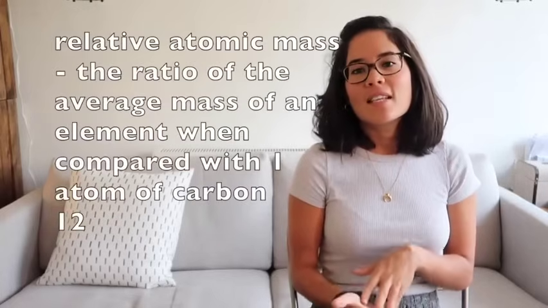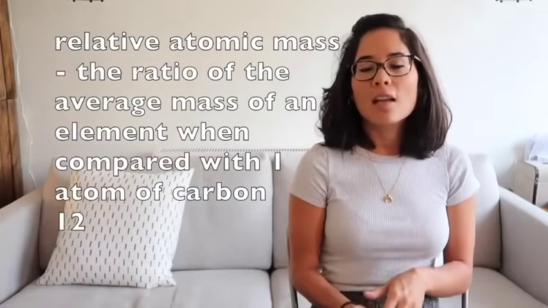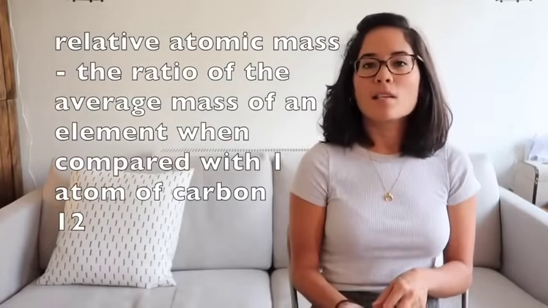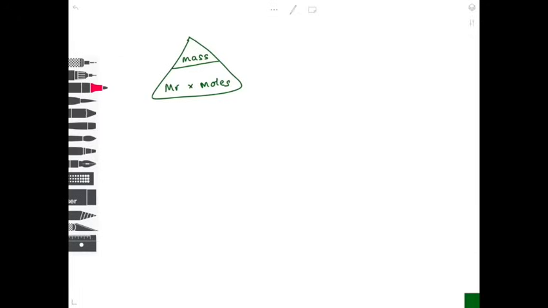Relative atomic mass I've already described a little bit, but you do need to be able to define it, and that is that it's the ratio of the average mass of an element when compared with one atom of carbon-12. Looking at more calculations now, use the formula triangle to help you rearrange, and you can see that mass is therefore given by the relative atomic mass, which is Mr, times number of moles. Moles is going to be mass over Mr, and that's a good way of rearranging without too much effort.